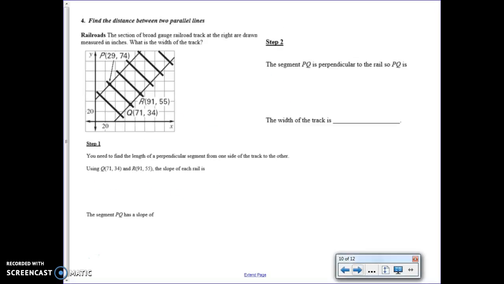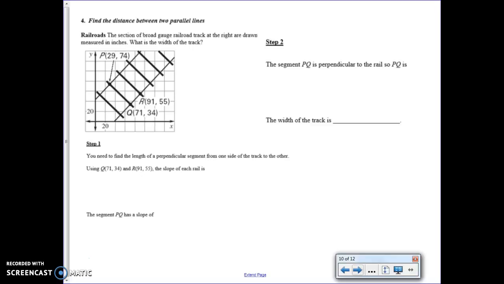Okay, so kind of changing gears here. It says find the distance between two parallel lines. So in this case, we're talking railroads. It says the section of broad gauge railroad track at the right are drawn measured in inches. What is the width of the track? So the key here to know is that when we're talking distance, it has to be perpendicular. So we need to make sure that the track and the bars across the track really are perpendicular to each other.